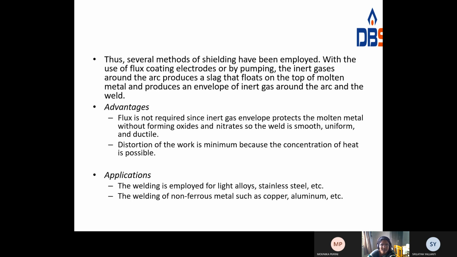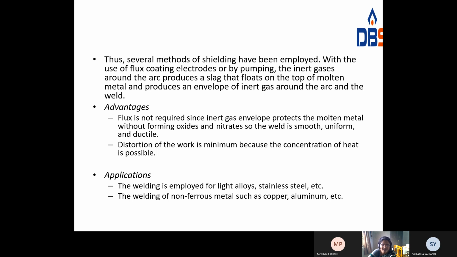Coming to the advantages of inert gas arc welding: flux is not required, since the inert gas envelope protects the molten metal without forming oxides and nitrides. So here you do not use flux coated electrodes; in place of them you pass the inert gas, which protects the molten metal from forming oxides and nitrides. That's why the weld is smooth, uniform and ductile. Distortion of the work is minimum because the concentration of heat is possible, so the distortion occurring in the process of welding is less.